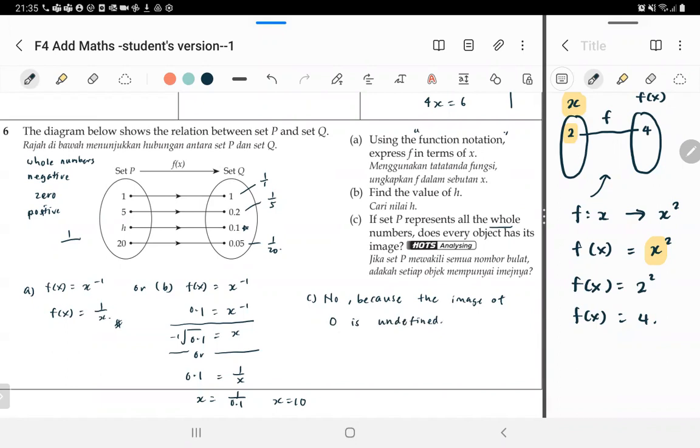So you cannot take any number over 0. We cannot divide by 0. When we divide by 0, it's actually undefined. You couldn't find the answer.